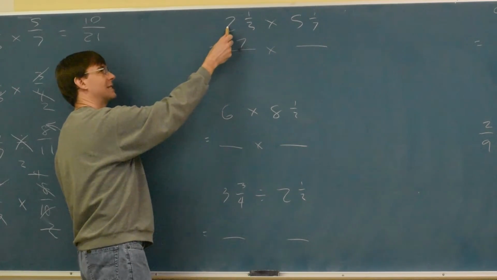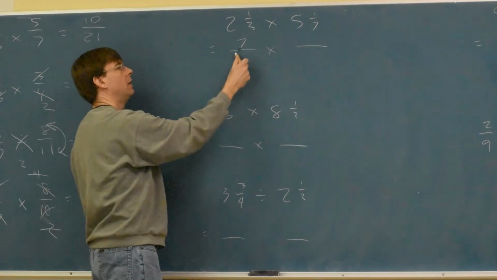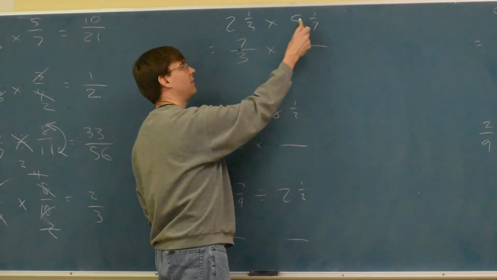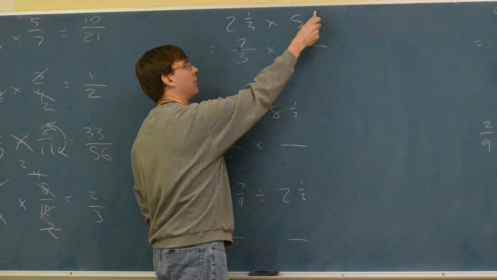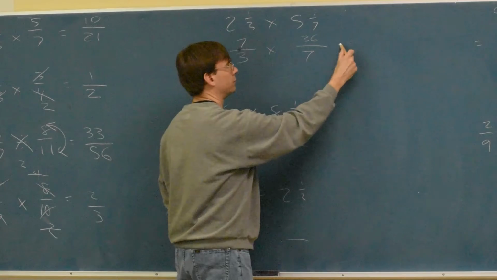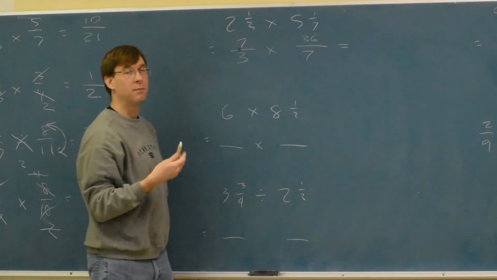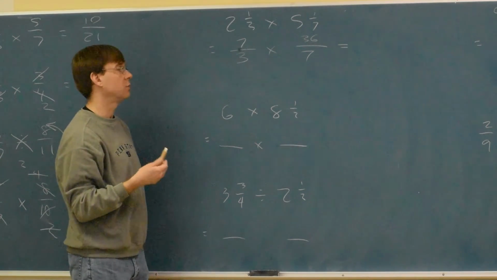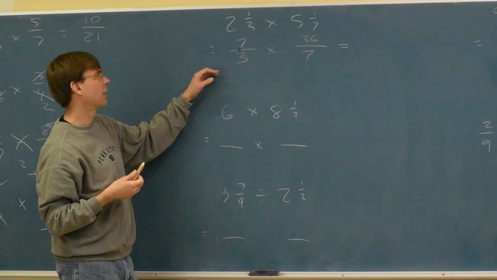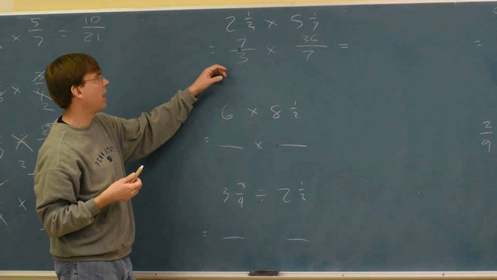3 times 2 is 6, plus 1 is 7. Leave the bottom alone. Do the same thing with this. 7 times 5, add the top, is 36 over 7. You have to change any mixed numbers into improper fractions before you can multiply. People that refuse to cancel are going to regret that, I think, starting on a lot of these.